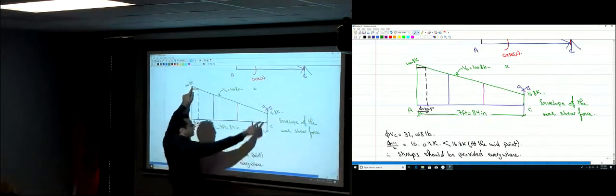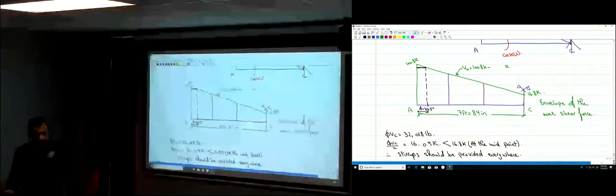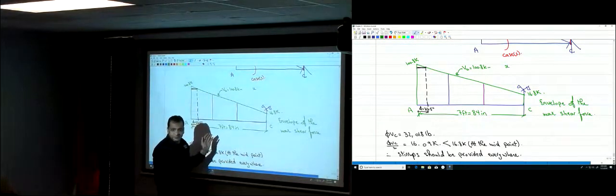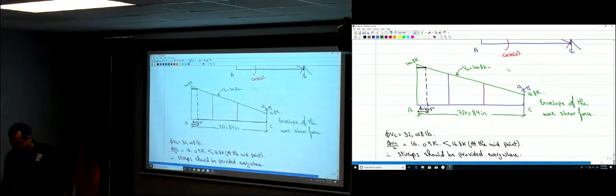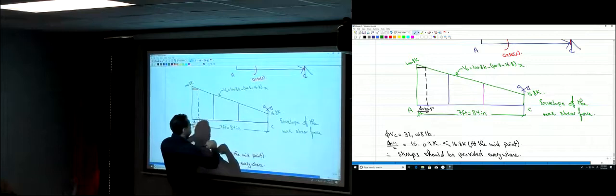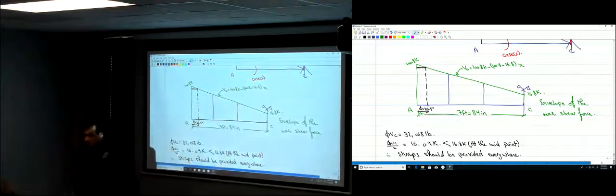It's the difference in y divided by the difference in x. No, you said multiplied. No, divided by. Okay. So the slope is delta y divided by delta x. Delta y, the difference in y, is 100.8 minus 16.8. That's the difference in the height between this point and this point. Divided by delta x, the difference between the 2 points, which is 7 feet.